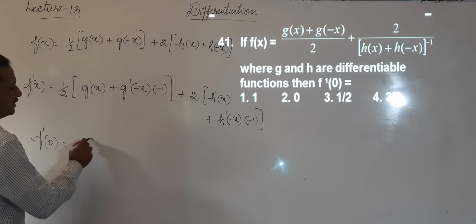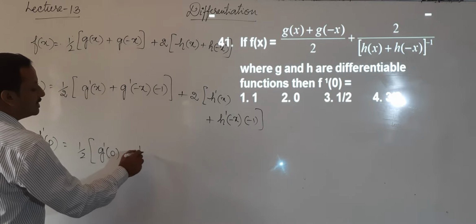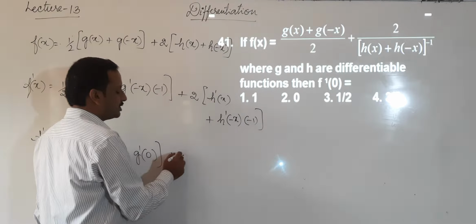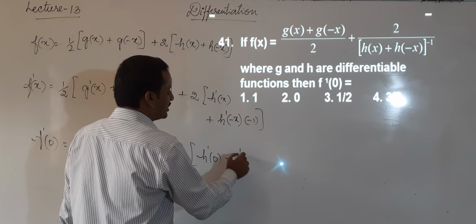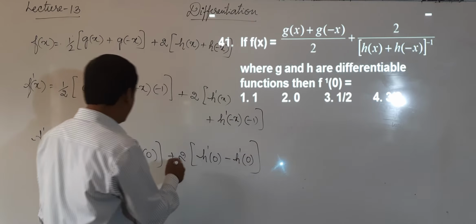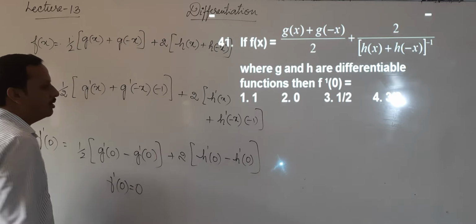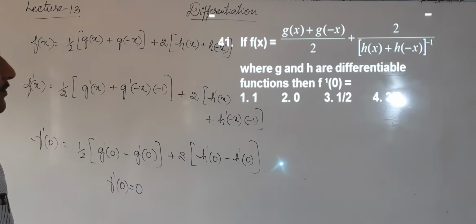When I put x equal to 0, we are going to get 1 by 2 into g dash of 0 minus g dash of minus 0. Minus 0 is same as plus 0, plus 2 into h dash of 0 minus h dash of 0. So, everything gets cancelled, hence the answer is 0. F dash of 0 is equal to 0, which is the second option.